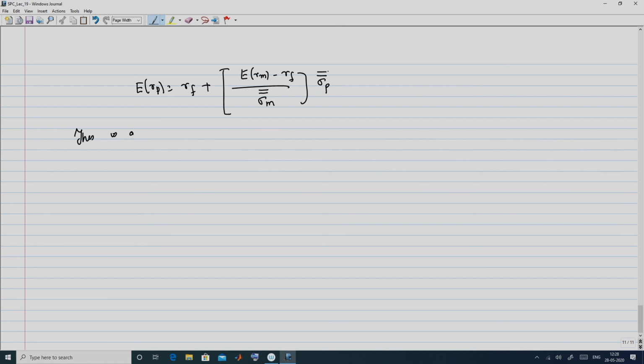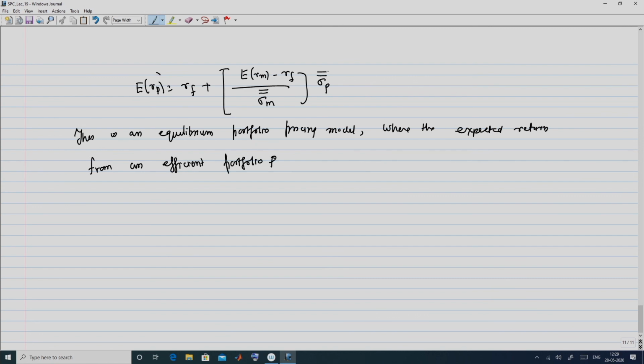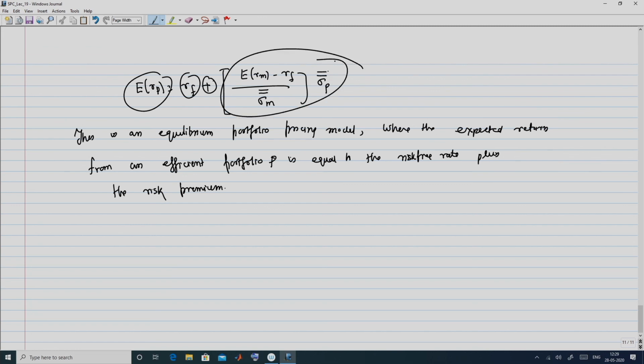The interpretation is that this is an equilibrium portfolio pricing model, where the expected return from an efficient portfolio P, that means E of Rp, is equal to the risk free rate plus the risk premium, which is given by this term.